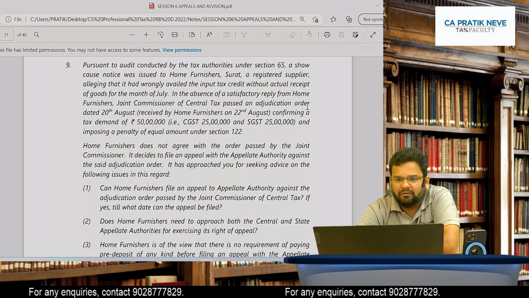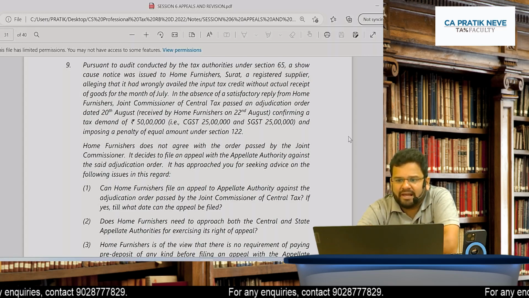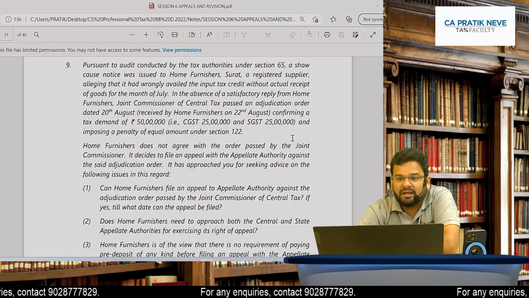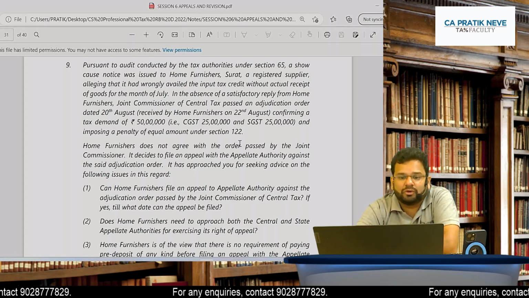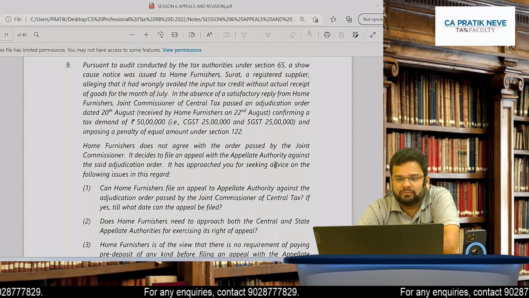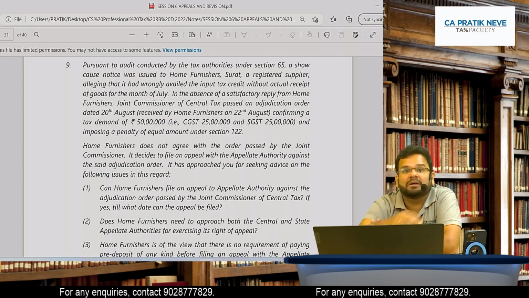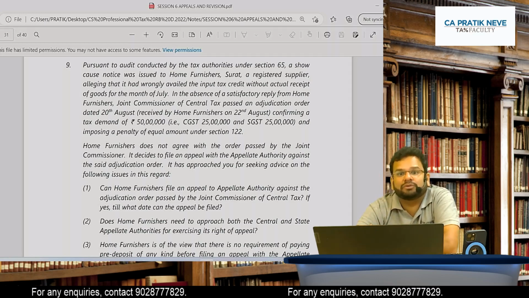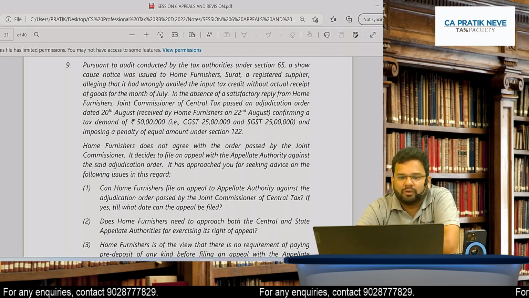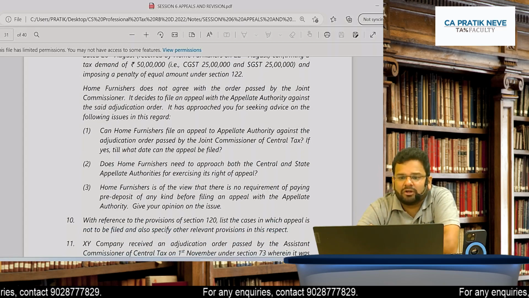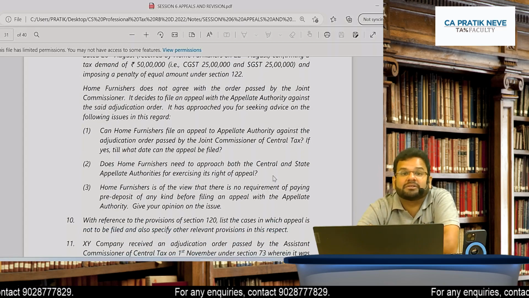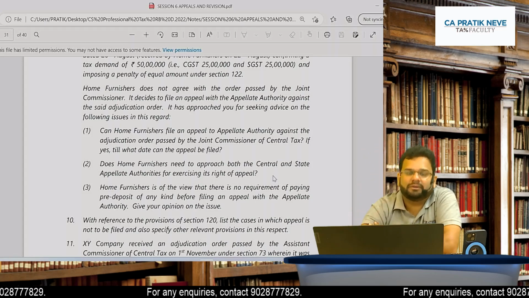Where they confirmed a tax demand of 50 lakhs, 25 lakhs each of CGST and SGST, and of course also imposed penalty of equal amount. This must be show cause notice under 74, equivalent penalty. Home Furnishers does not agree with the order passed by Joint Commissioner. Very good. They don't agree only.